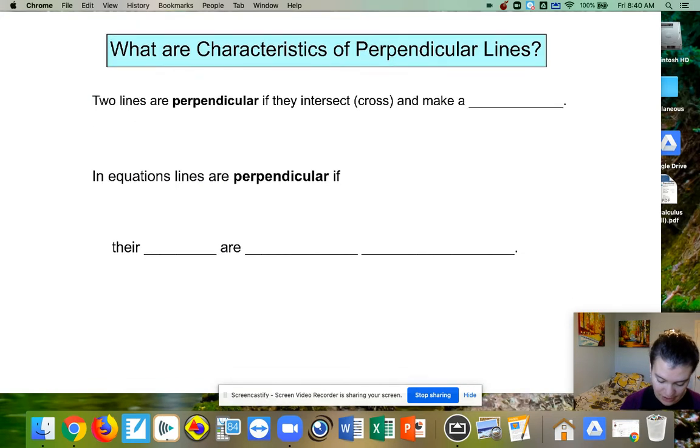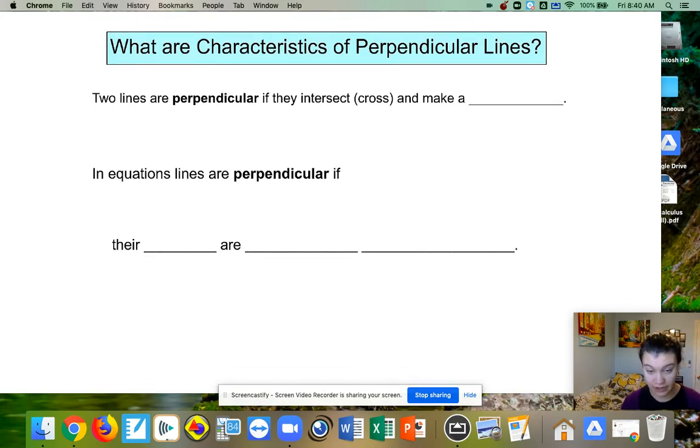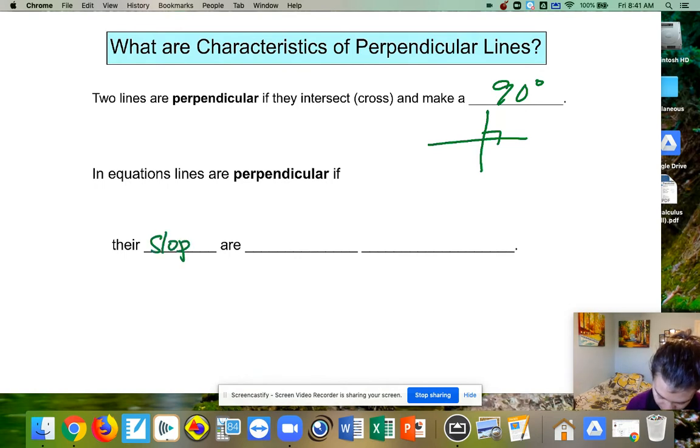So some reminders on perpendicular lines. Two lines are perpendicular if they intersect and cross and make a 90-degree angle, so that you have a nice square angle like that. In equations, lines are perpendicular if their slopes are opposite reciprocals.